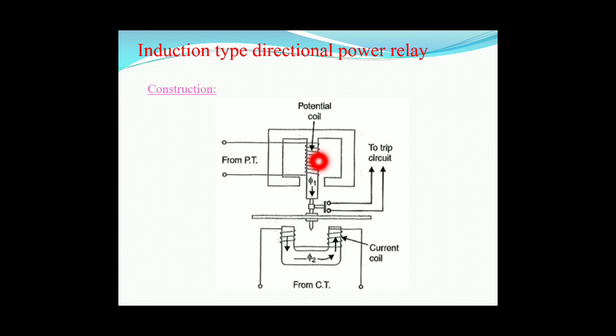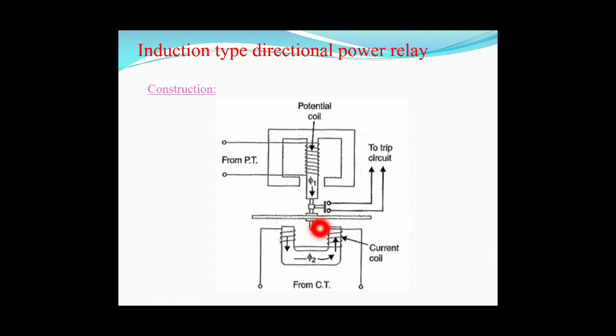The upper electromagnet consists of an aluminium disc. This is the aluminium disc, connected to the upper electromagnet. It is free to rotate in between the poles. These are the two poles, the upper pole and the lower pole, of the two electromagnets.